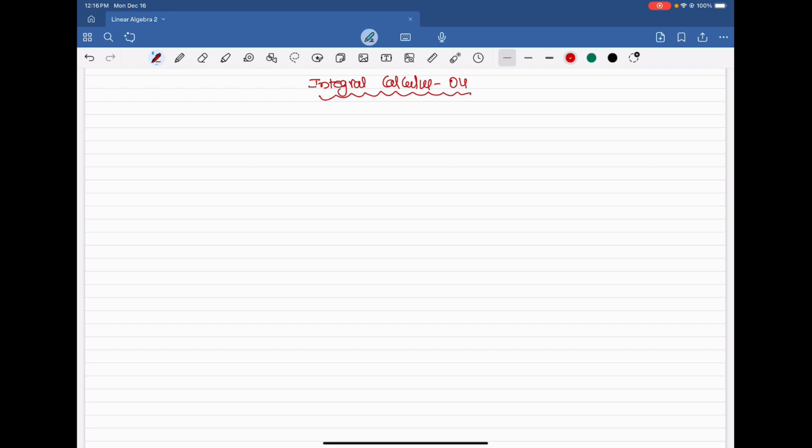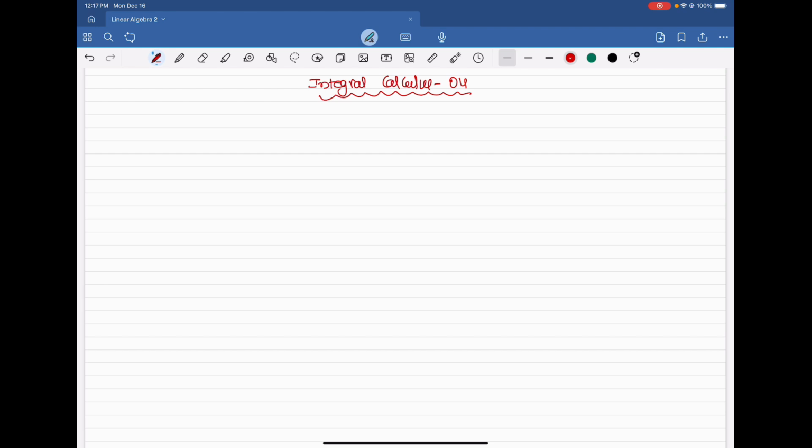Why am I stretching more on integral calculus? Because it is the basis for differential equations and also Fourier series, Laplace transformations, Bessel functions, and even for day-to-day engineering applications. The basics in integral calculus are very, very important.